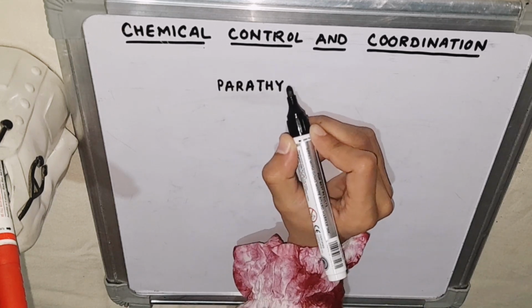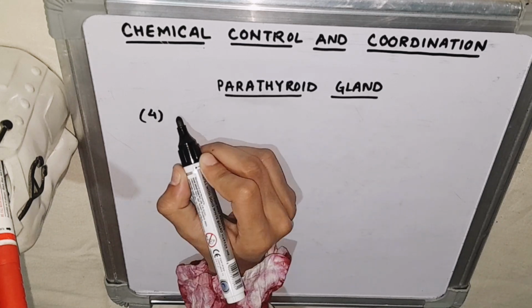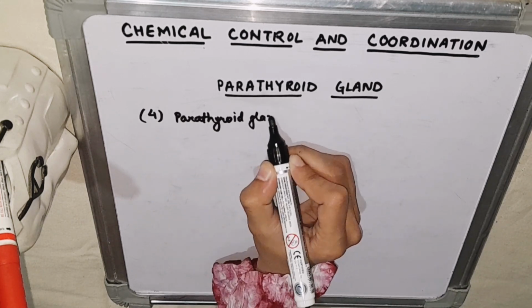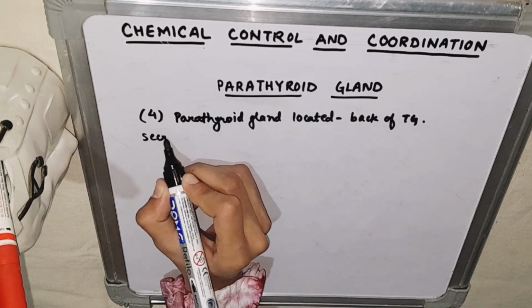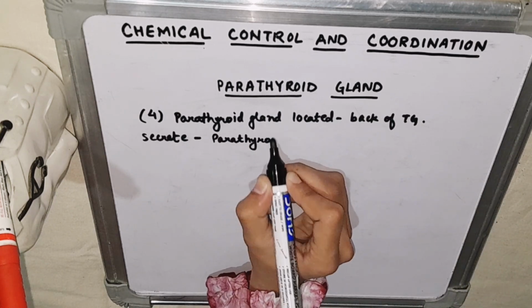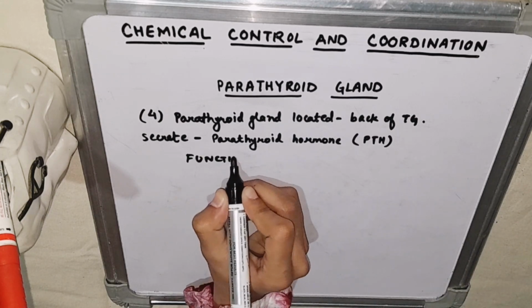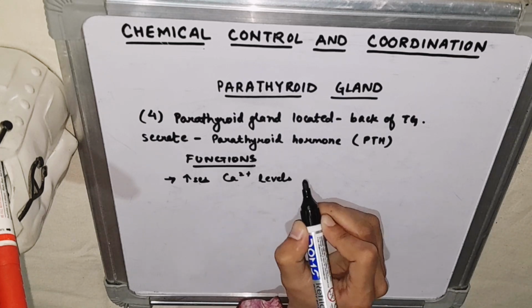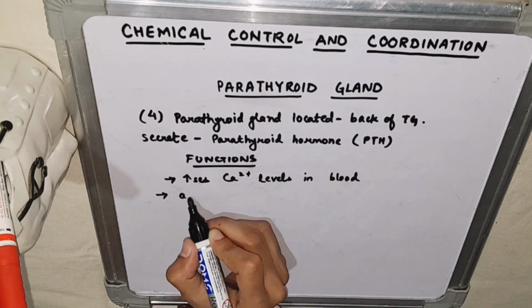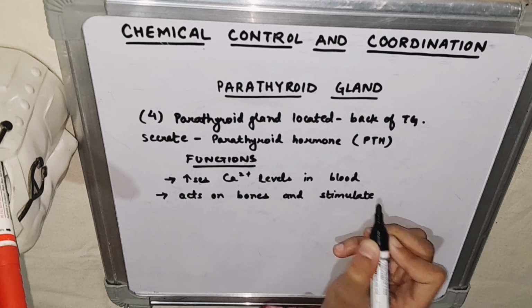Next gland is your parathyroid gland. Now there are 4 parathyroid glands which are located on the backside of the thyroid gland. Parathyroid gland secretes parathyroid hormone, PTH. Main important functions of PTH are it increases calcium 2+ level in the blood. Next, it acts on the bones and stimulates bone reabsorption.